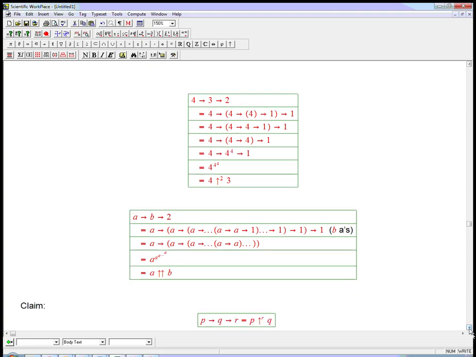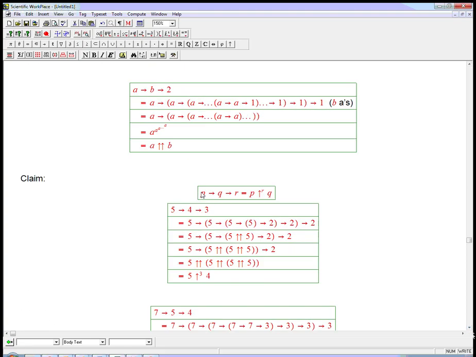In fact, it turns out that when you have a chain with exactly 3 numbers, it is exactly the Knuth up arrow notation. It's r arrows put between this number p and this number q. So a couple of examples of that. I'm not going to do a full recursive proof. That's not the point of this kind of thing.